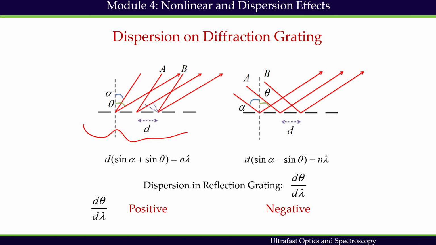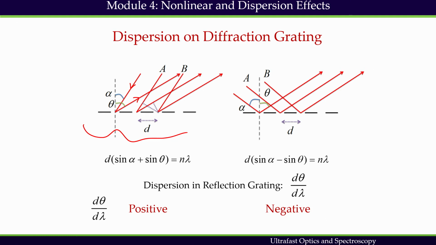Similar to a prism, a diffraction grating disperses light composed of different wavelengths. As depicted in this figure, alpha is the incident angle and theta is the diffraction angle.